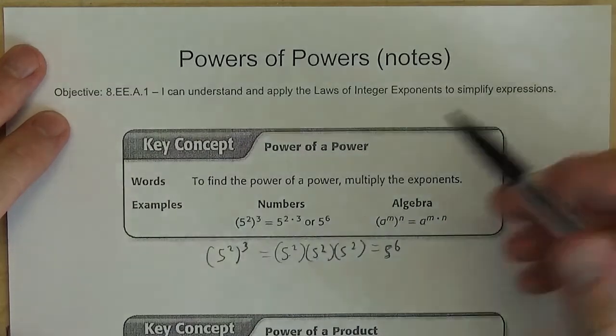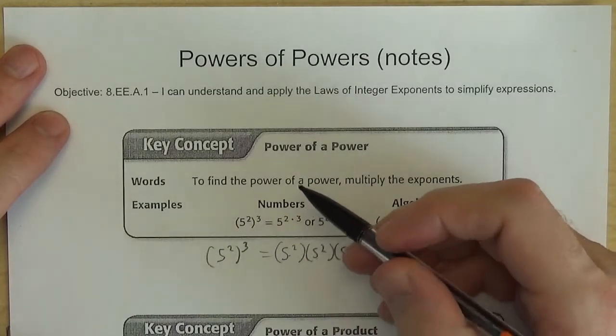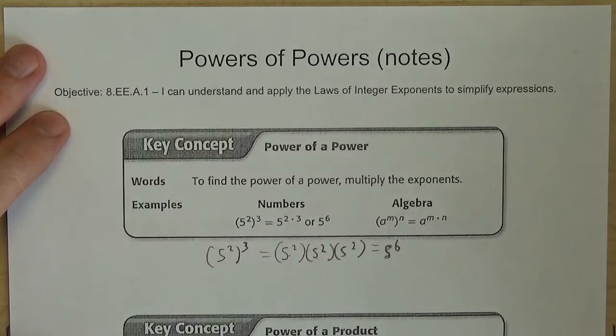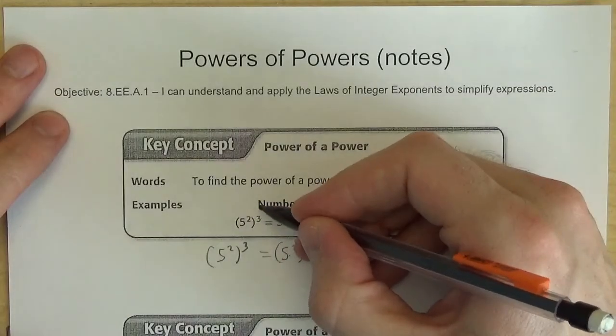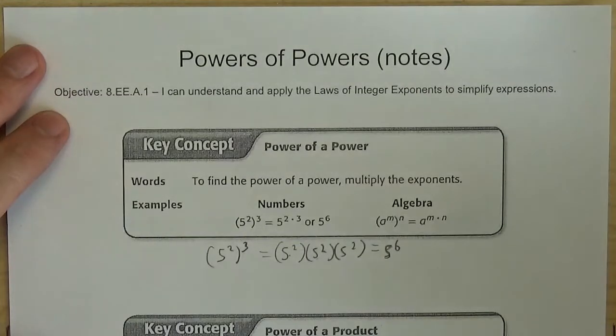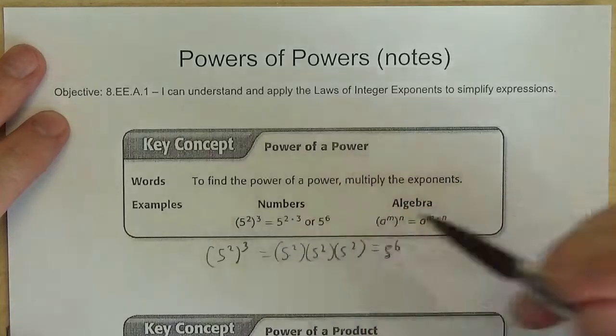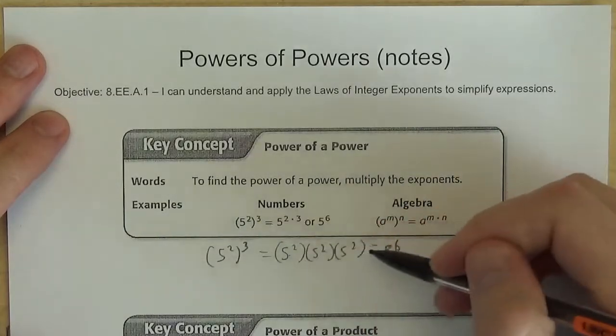The shortcut rule, though, the one that they're trying to get you to learn here, is that if you have a power to a power, this is a situation where you actually do multiply those exponents. So the shortcut way to do this would just be take the 2 times the 3. That would also give you 5 to the 6th. But if you need to write it out in the meantime to remember what that really means, sometimes that can be helpful still.